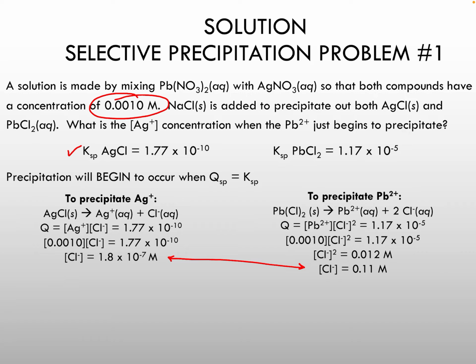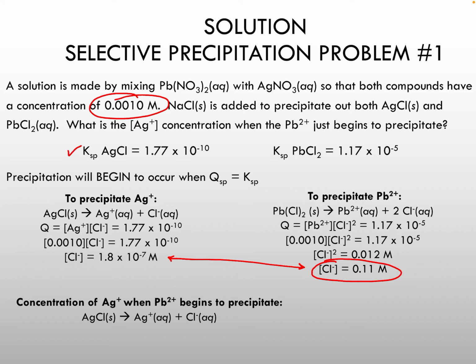Okay, so back to the actual problem. So I want to know, what is the silver chloride or silver concentration when the lead just starts to precipitate? So the way we're going to do this is we're going to use this concentration of our chloride, right? When the lead just starts to precipitate, that'll be our concentration of our chloride, and we can use that to calculate our concentration of our silver. Okay, so we have the same reaction, and we've got our same values here. So we'll plug that value in for our chloride, and we can solve for the concentration of our silver.